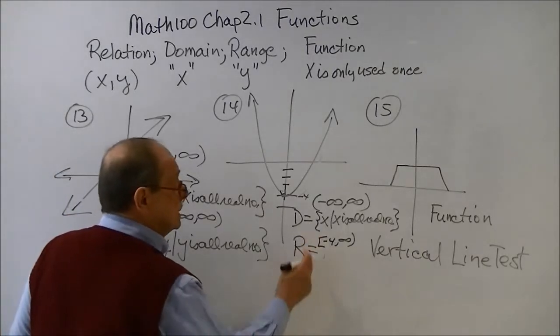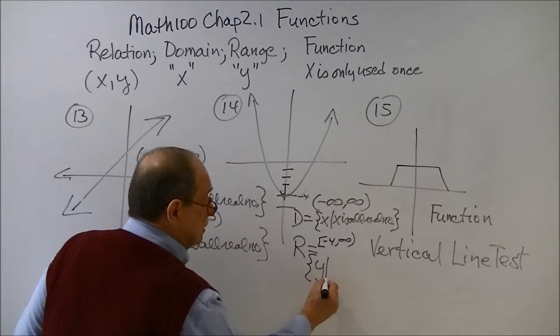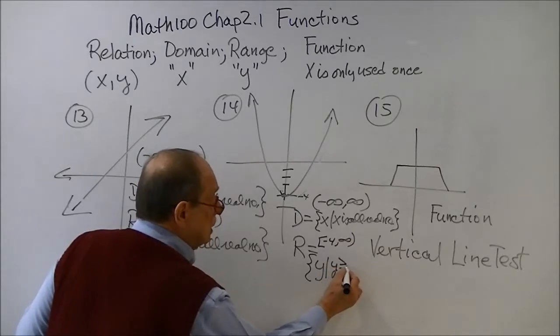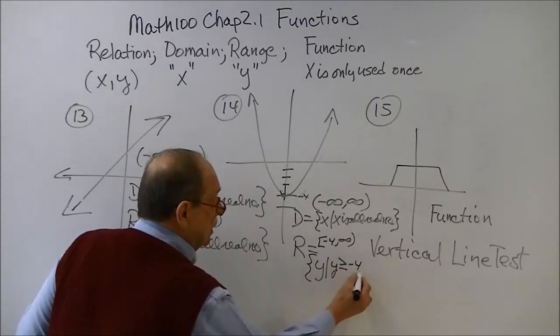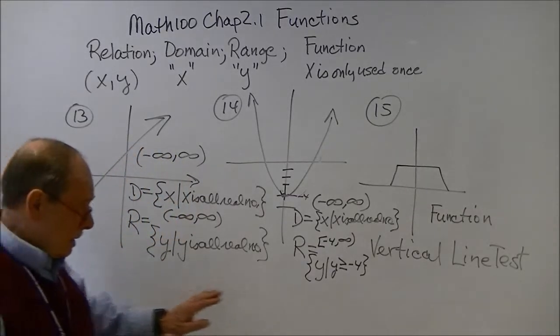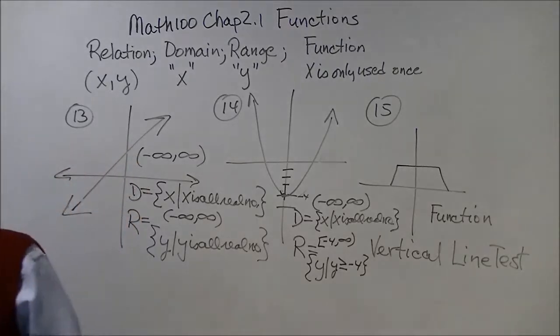Now, how do you write it in set builder? Well, y is such that y is greater than or equal to negative 4. That was what I was writing the other time, but this is the correct one here.